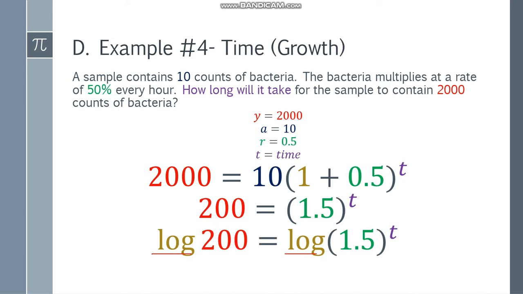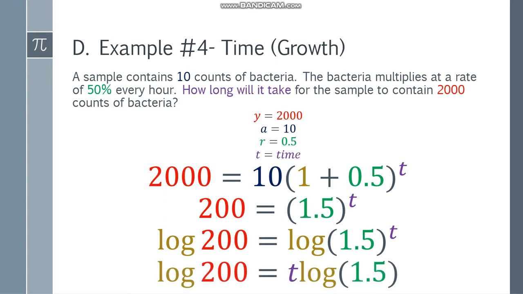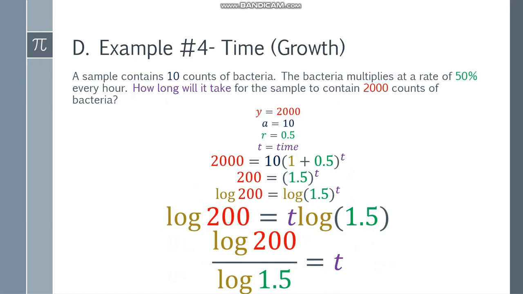So, power rule tayo. Etong t na to, lalagyan natin dito. That's the power rule of logarithm. That's a property of logarithm. So, we have log of 200 is equal to t times log of 1.5. Ngayon, to get the value of t, divide both sides by log 1.5, and ito yung value ng t. Kakalkulahin mo na siya. Hindi siya madaling i-mental.